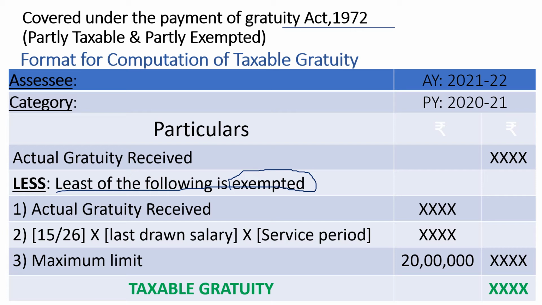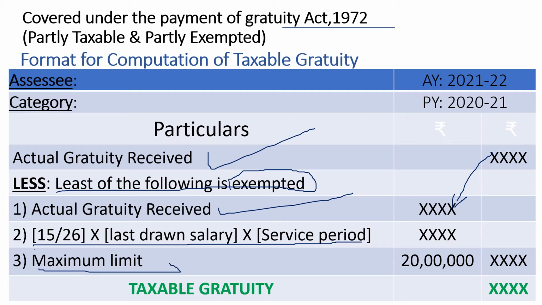Out of the three, the first one is the gratuity he receives. So the first point and the actual gratuity amount received will be the same. The next point is 15 days salary. But when it comes to the formula, I have directly applied the formula to avoid confusion: 15 divided by 26. In a month of 30 days, there are generally 4 Sundays, so 15 divided by 26 is the 15 days salary we should consider.